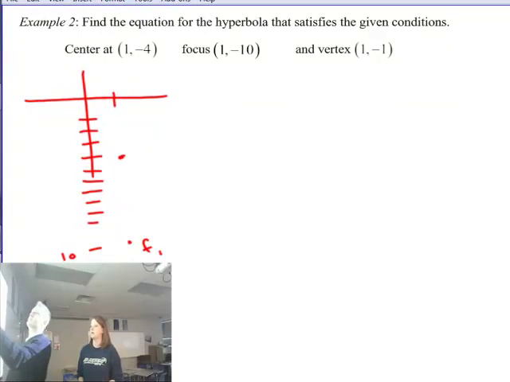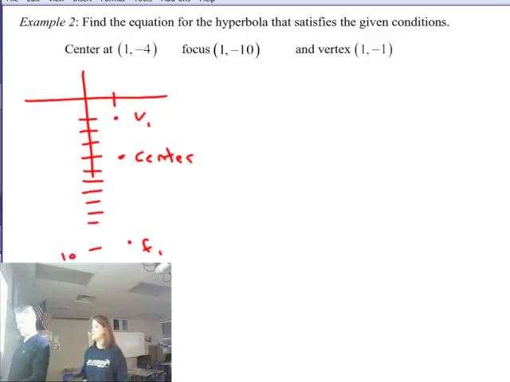Let's label this stuff. There's the center. And then we've got a vertex at 1, -1. Would you call it B1 or B2? Doesn't matter. Notice they gave us a vertex on the top, but a focus on the bottom, and some of you are going to wonder, do I have to go find the other focus? No. This is vertical now. Hopefully we're all seeing that.